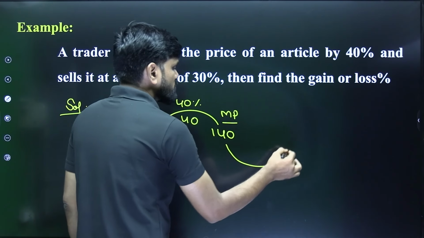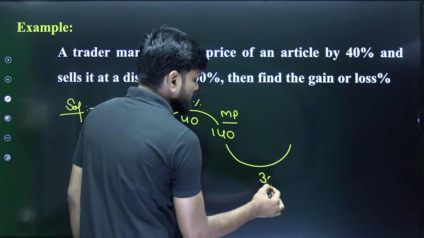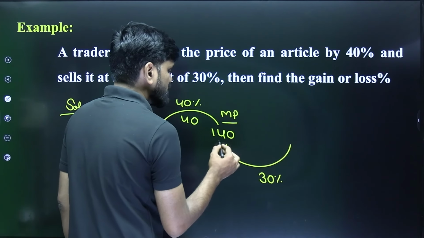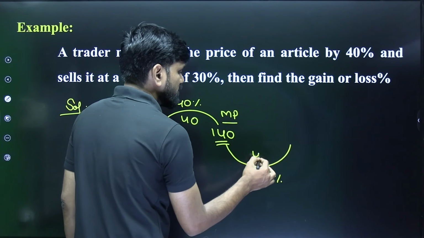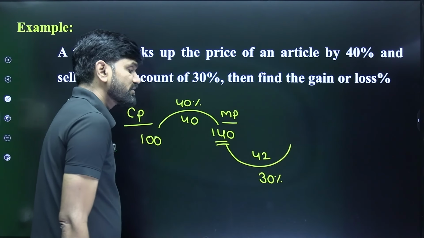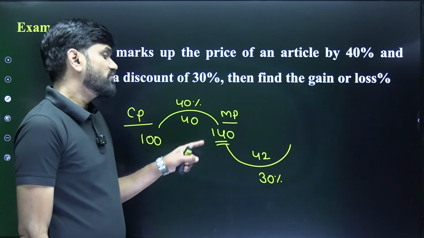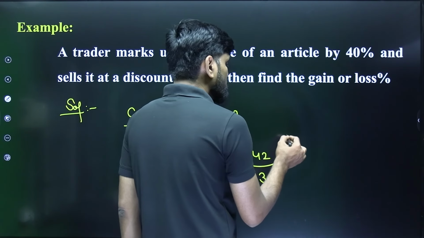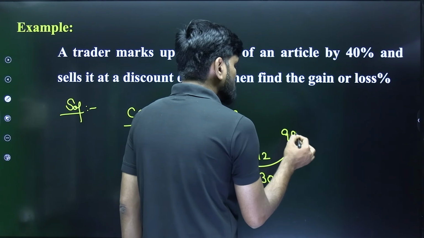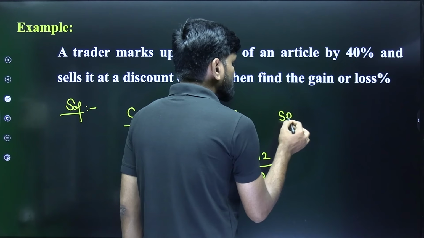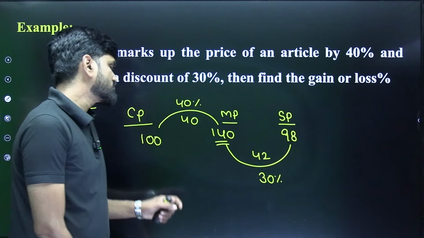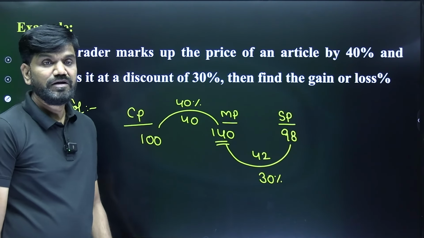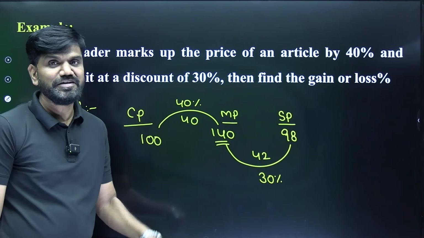Then it is sold at a discount of 30%. 10% is 14. 30% should be how much? 42. 30% is 42. On 140, there is a discount of 42. Means it is sold for rupees 98. So selling price is 98. A 100 rupee article is sold for 98 now.